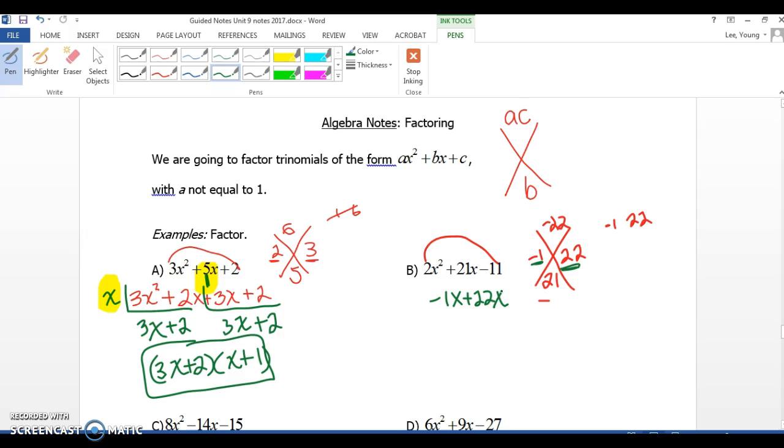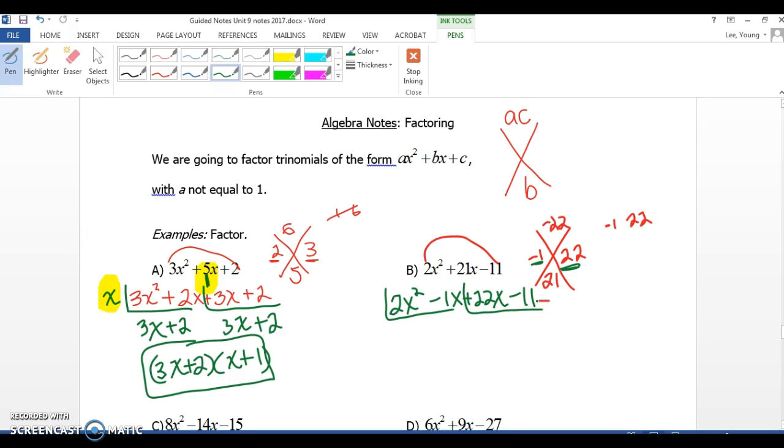Does that make sense to you? Because negative 1x plus 22x is the same as 21x. Correct? Then what do I need to bring down? I need to bring down the rest of them. Minus 11. Bring down 2x squared. Now, finally, we have 4 terms, so we can use grouping.